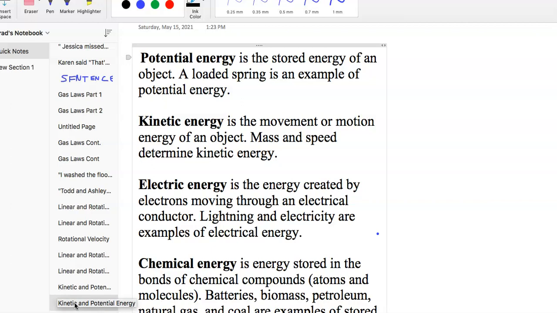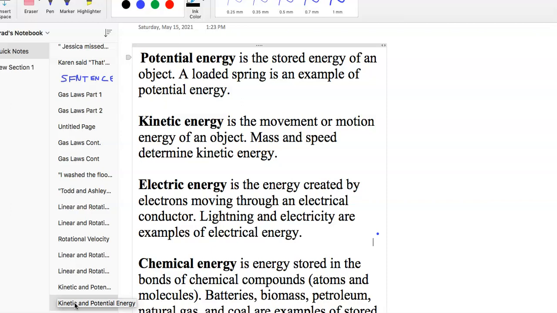Okay, so first we're just going to go over a few concepts. The higher an object or person is above the ground, the more gravitational potential energy it has. Potential energy is the stored energy of an object. So a loaded spring would be a really common example of potential energy. Kinetic energy is the movement or motion energy of an object, right? And that was one of our questions. The movement energy, motion energy of an object, that's kinetic.